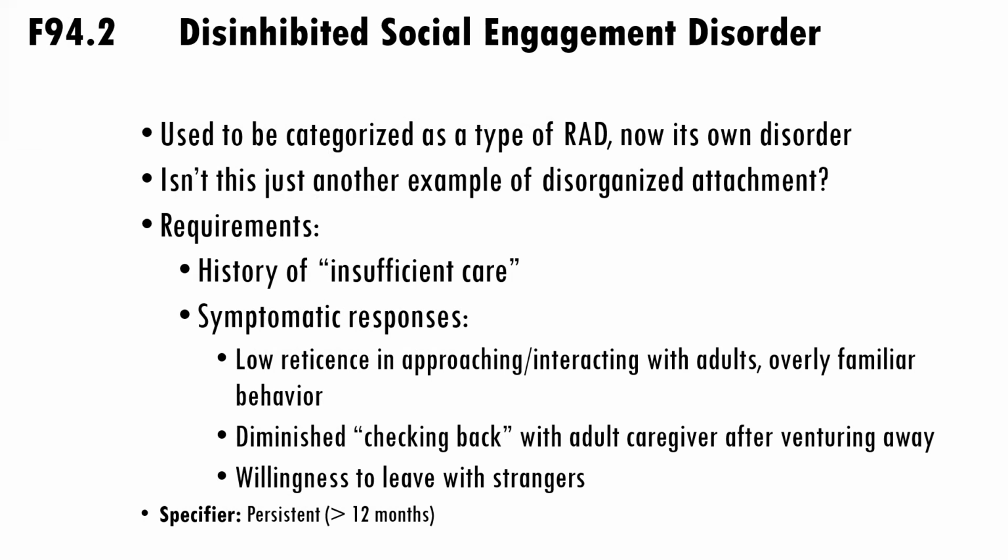Okay, disinhibited social engagement. This used to be categorized as a type of reactive attachment. Now it's its own disorder. It's just, in my mind, another example of disorganized attachment. So what happens here? You need a history of insufficient care, and then the symptomatic response is actually the opposite of what you see with reactive attachment. There is low reticence in approaching and interacting with adults, overly familiar behavior. There's a diminished checking back with the adult caregiver after venturing away, and a willingness to leave with strangers. So it's almost like an over-familiarity and attachment to others versus a lack of interest in others altogether.